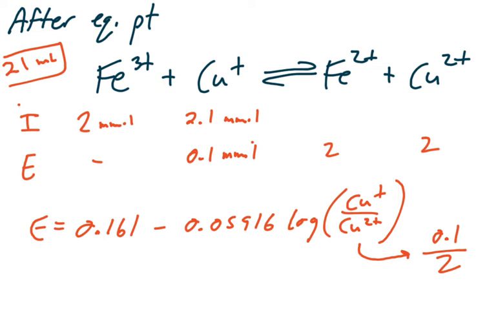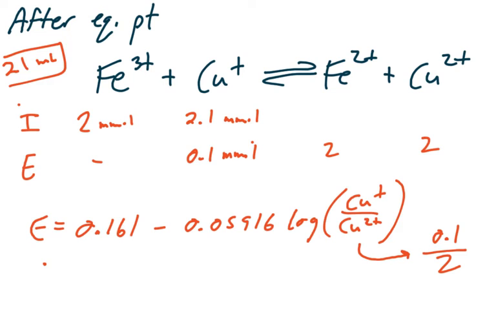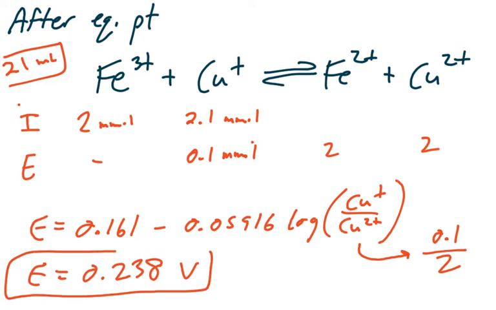And so, right, the log of a number less than 1 will be negative. So this whole term will be positive because we're subtracting a negative. So we're going to actually have a value that comes out to be 0.238 volts. Right? So we could continue with some more values.